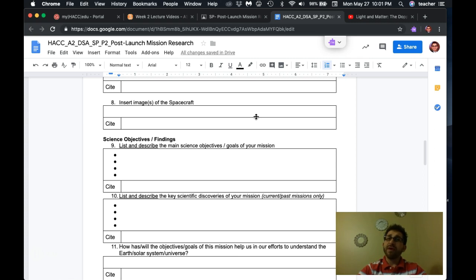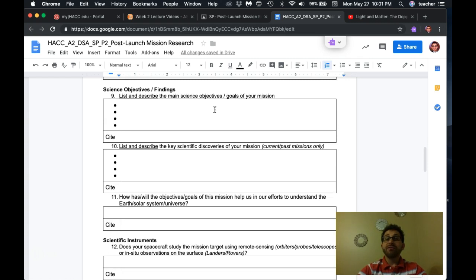Insert an image of the spacecraft, and in this, try to include as many parts as possible. You can certainly make this one be an artist's rendition, a diagram, a technical drawing, anything you feel helps your ability to explain this to others.